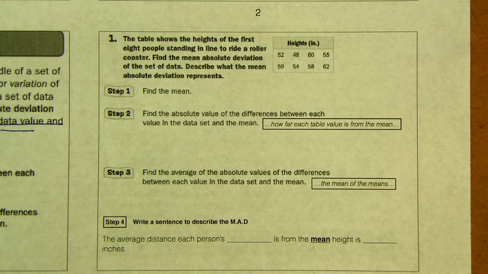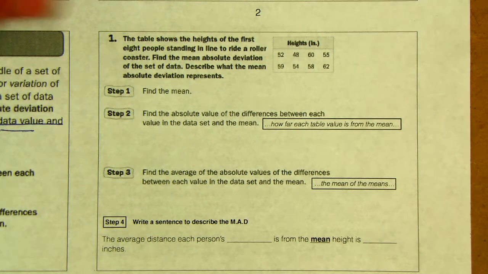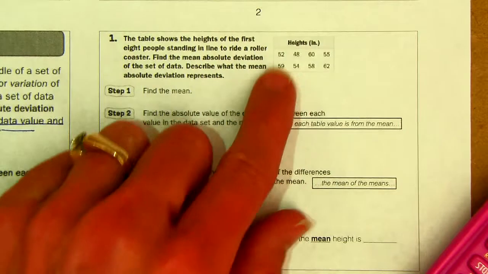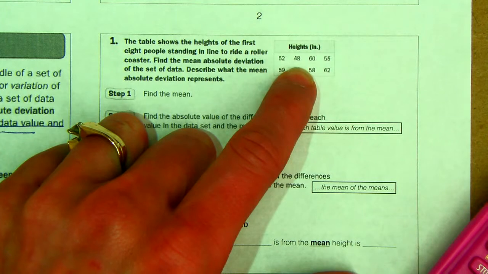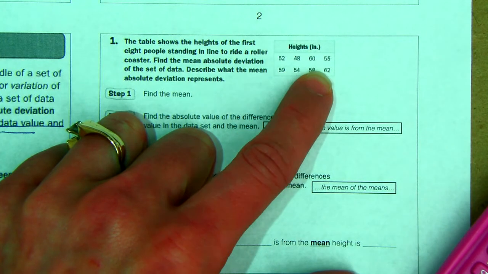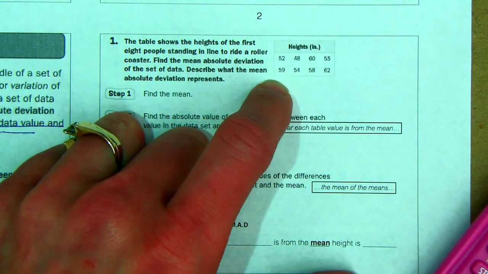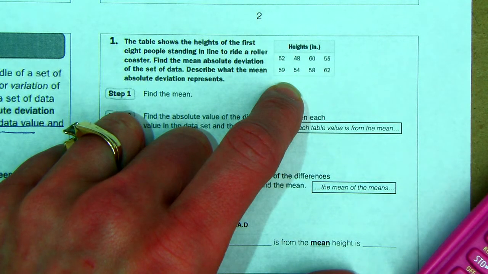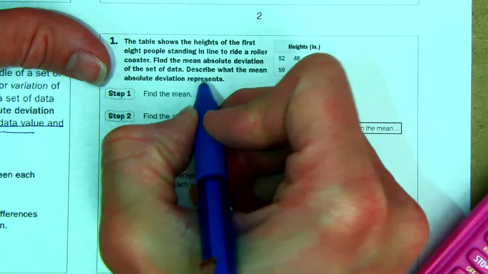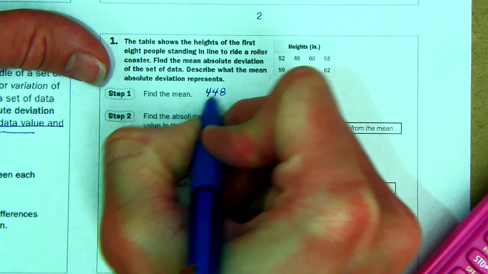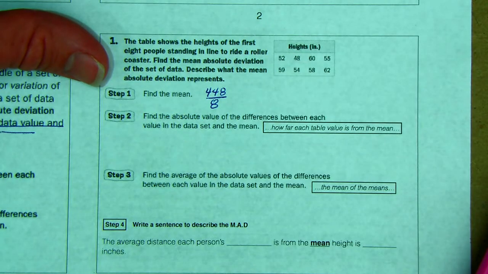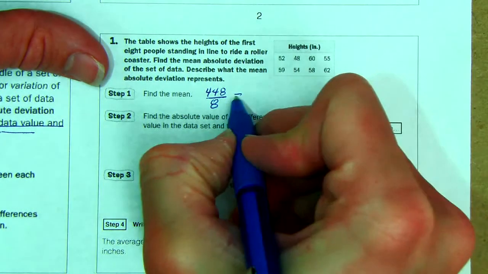So let's add all those numbers up. There are 8 of them. So 52 plus 48 plus 60 plus 55 plus 59 plus 54 plus 58 plus 62, and I get a total of 448. I'm going to divide that by 8 because I have 8 values. So for my mean, nice, I don't have a decimal, 56 inches. So the average height of everybody in line is 56 inches.